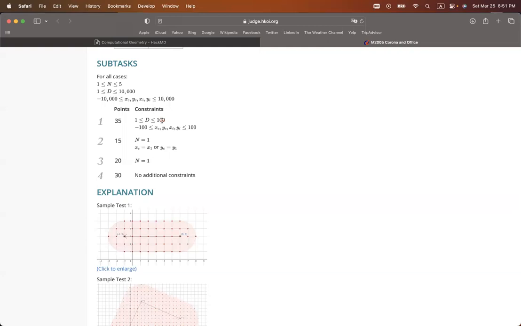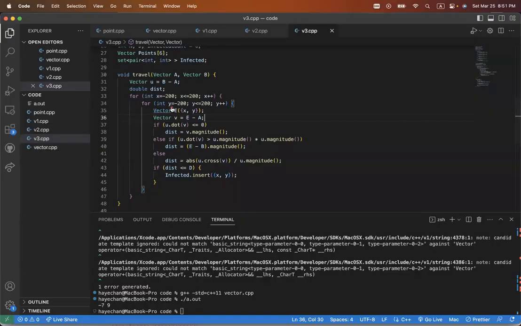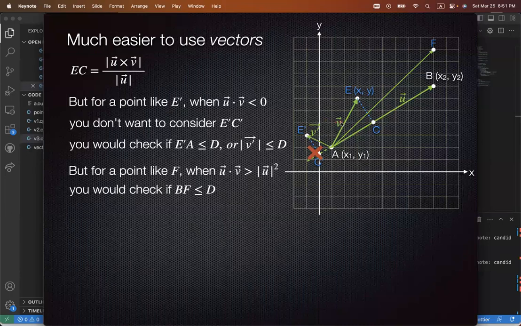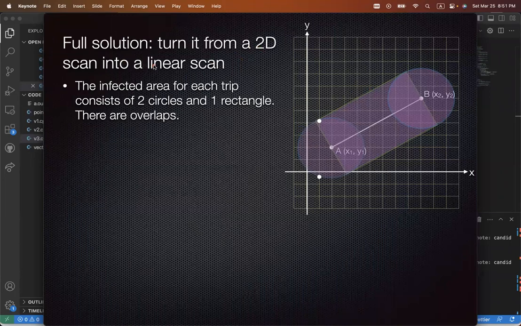But this R squared solution is really not good enough for the full solution, because in the full problem, the R is up to 10,000. And so you really need an order of N or order of R solution, a linear solution, to get full score. So if you look at this problem, scanning every grid point is not good enough. Instead, what you do is turn it from a 2D scan into a linear scan. And that's often the correct approach for a lot of these computational geometry problems. You turn a 2D scan into a 1D scan, and then you can have an order of N solution, or order of R solution in this case.